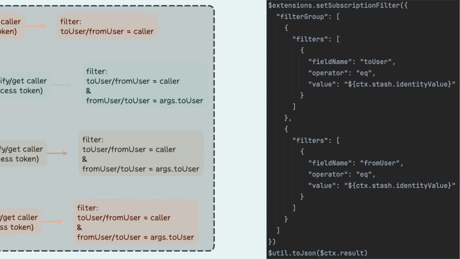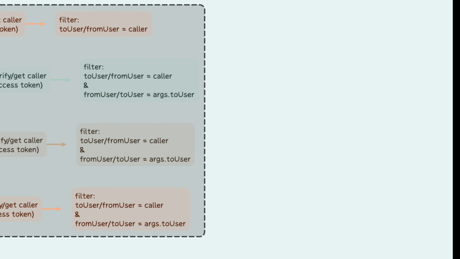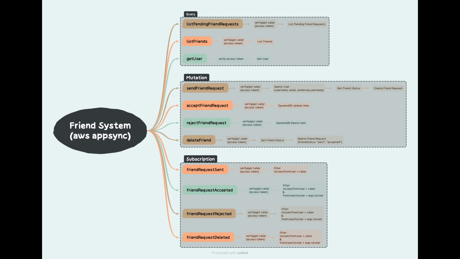Additionally, we need to filter friend requests related to the caller and the friends to ensure the caller only receives notifications for their own friend requests. Now, let's look at how to execute those web APIs.